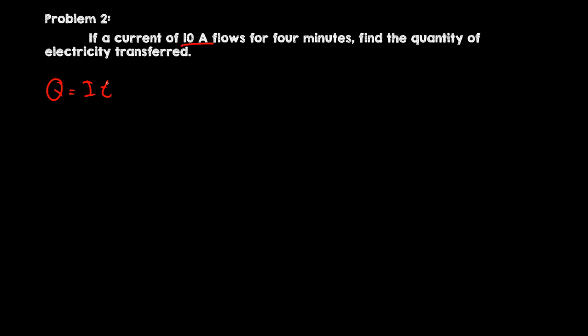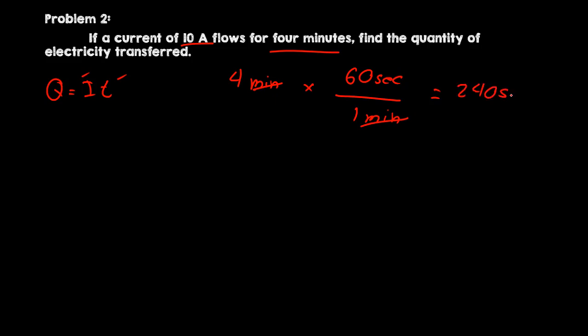We have an I of 10 amperes. We have a time of 4 minutes. Okay, we have the time. Since time should be in seconds, convert natin yung 4 minutes. 4 minutes times 60 seconds per minute. Direct substitution na to. 4 times 60 is 240 seconds.